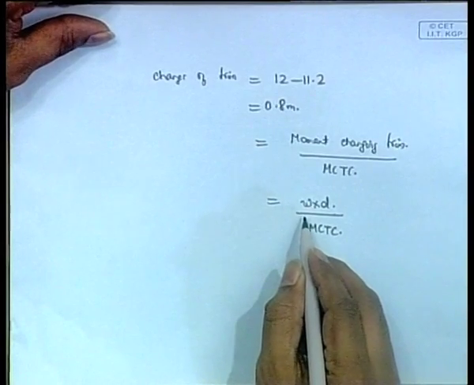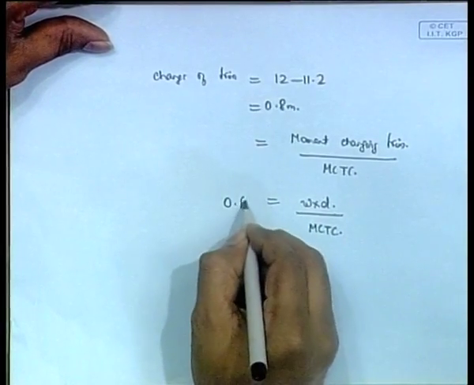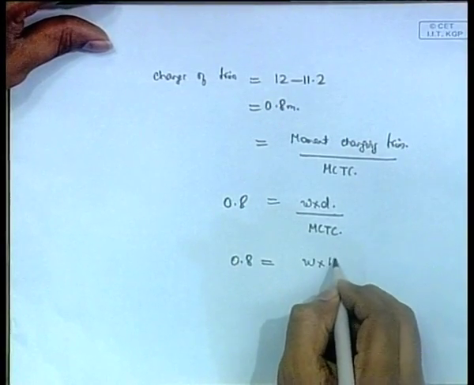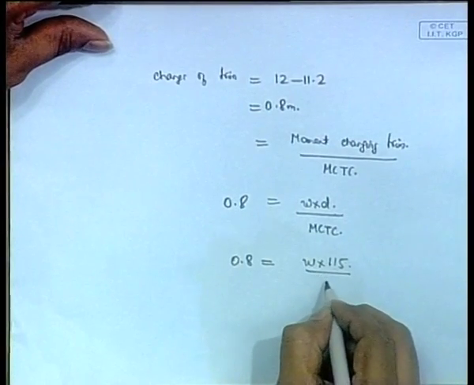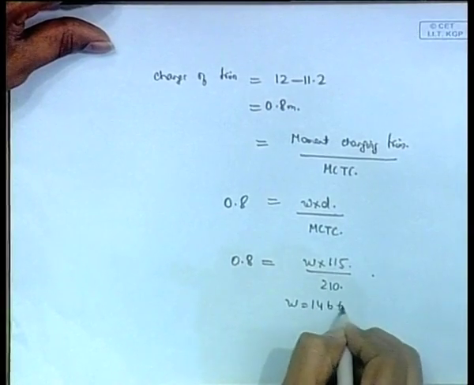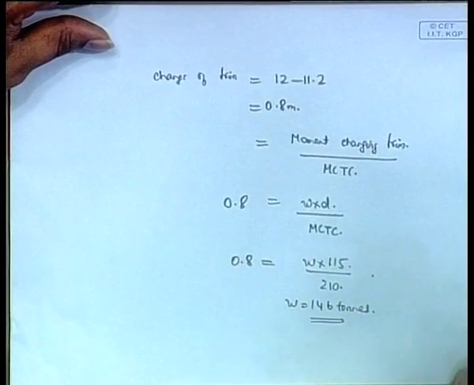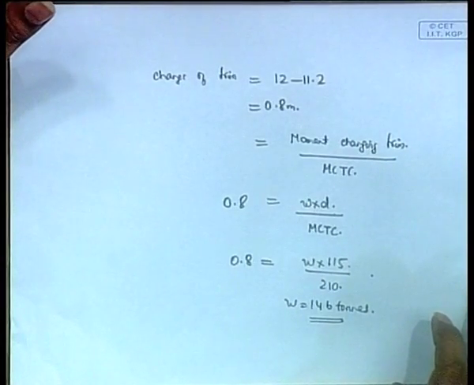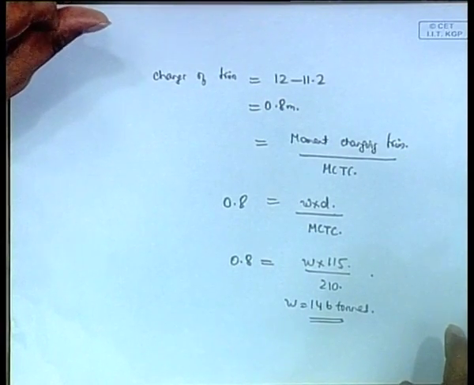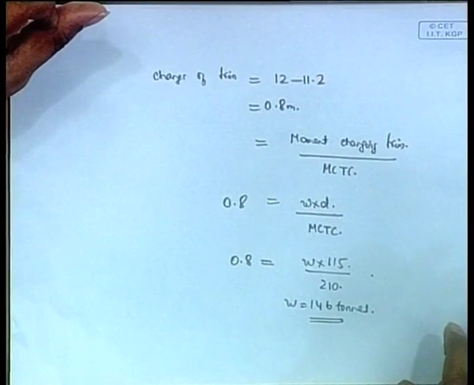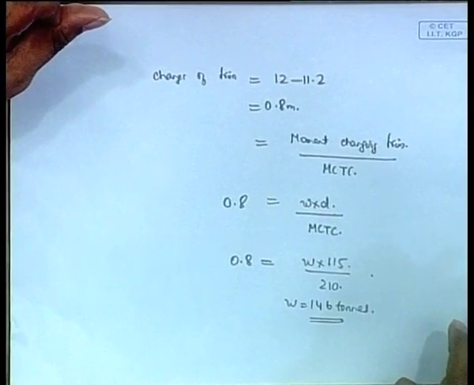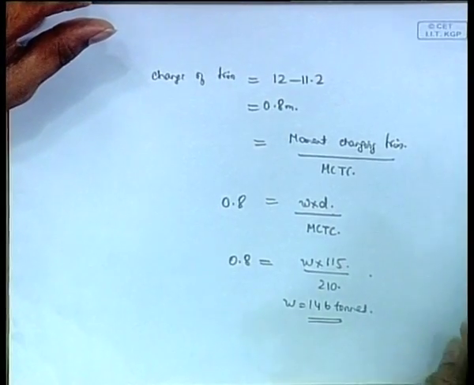This W we do not know, but we know the change of trim is equal to 0.8. So, 0.8 equals the weight we do not know times the distance, 115 meters, divided by MCTC, which is given as 210 tons. This will give you W equals 146 tons. That means this much weight has to be moved from one tank to the other so that the ship becomes even keel. I guess the question has a second part, that you have to find the final draft aft and forward.